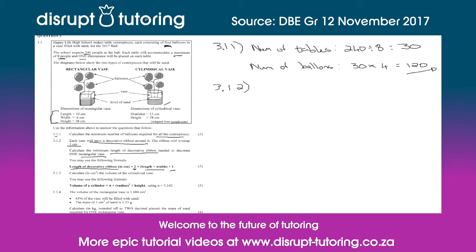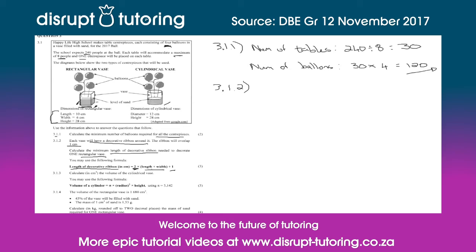Just to explain where they get this formula: the ribbon needs to go around this length, then around this width. Then there's a length behind and a width on the side. So basically it needs to circle this vase. That's why it's the length plus the width of one side, times 2, because there are 2 widths and 2 lengths.